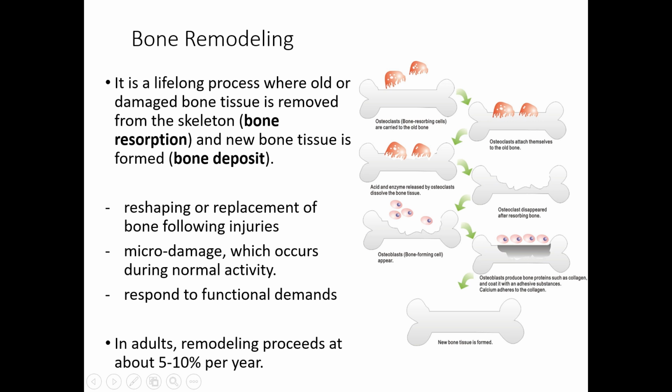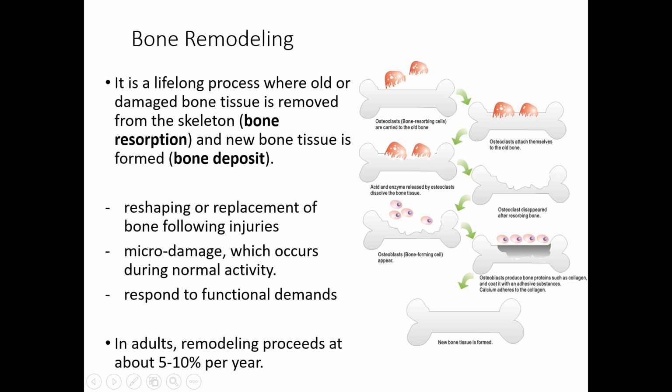When bone is damaged or broken, the old damaged bone will be removed. Bone resorption. What cells will be doing that? Osteoclasts, of course. And new bone tissue will be formed. Bone deposit. That will be done by osteoblasts. When can it happen? Injuries, broken bone, of course, reshaping of those bones or replacement of some bone tissue.